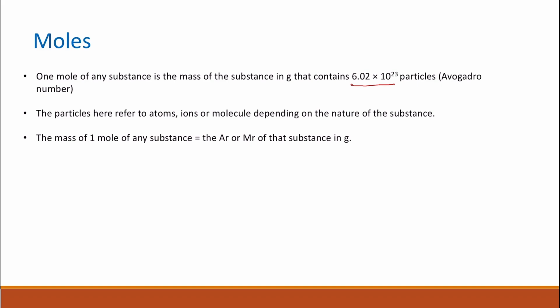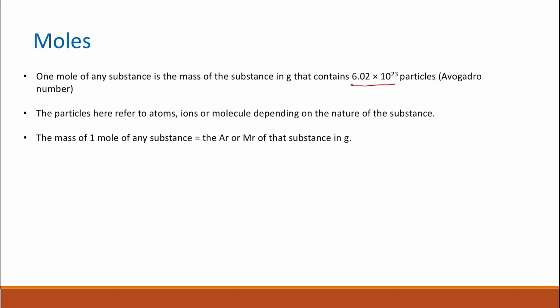The particles we refer to here could be ions, could be molecules, and could be atoms as well. So they could be just elements. Any substance we're talking about depends on the nature of the substance. So 1 mole of an element is the amount in grams of an element that will contain the Avogadro number of the particles of that element.